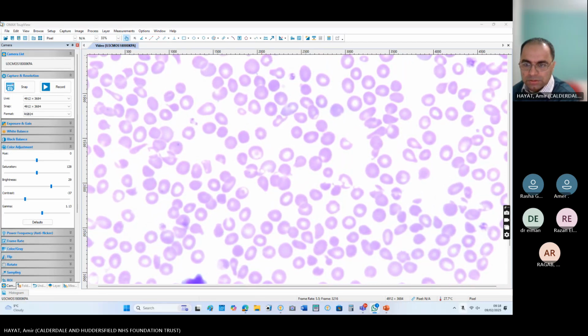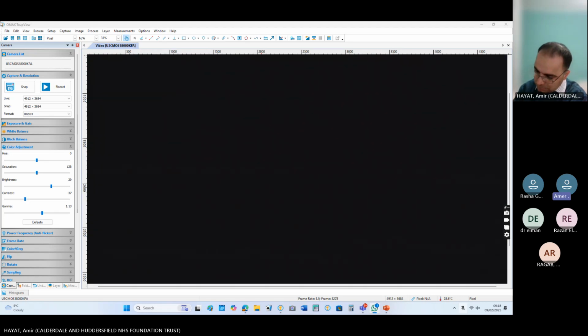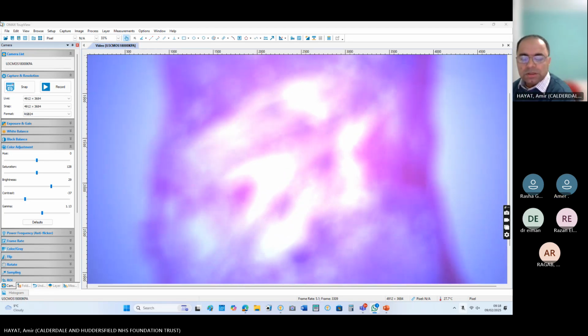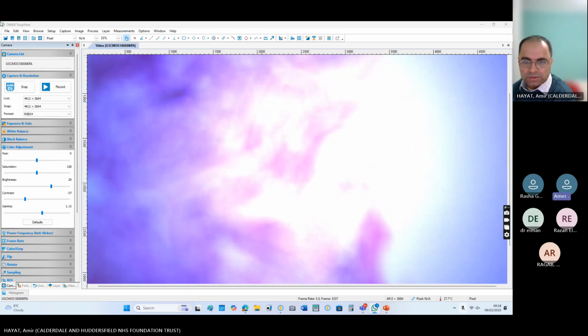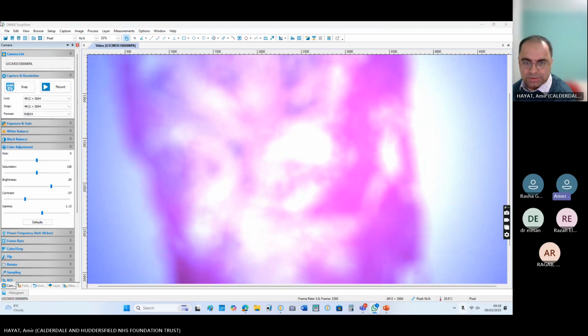So you think that this is myelofibrosis. This patient has had a bone marrow biopsy because everyone was thinking that this may be myelofibrosis. So let's see what the trephine says then.